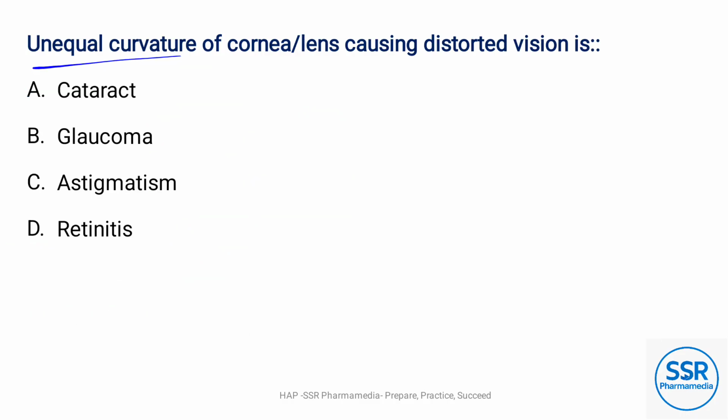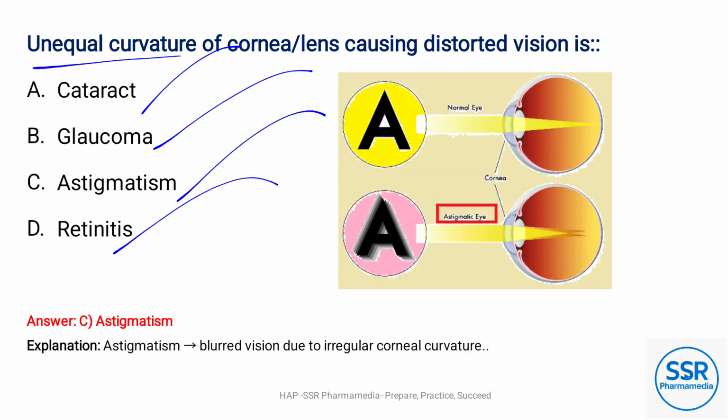Unequal curvature of cornea or lens causing distorted vision is option A, cataract, option B, glaucoma, option C, astigmatism, option D, retinitis. So the answer is option C, astigmatism. So astigmatism leads to blurred vision due to irregular corneal curvature.